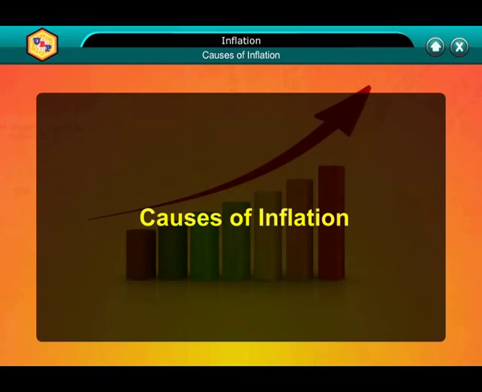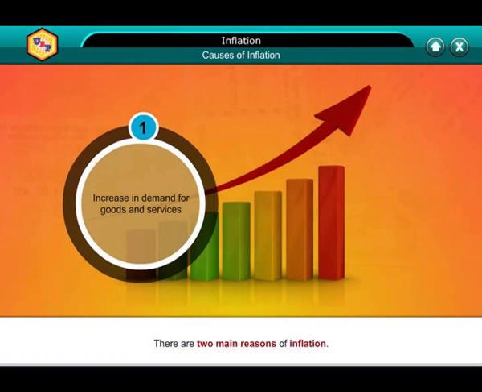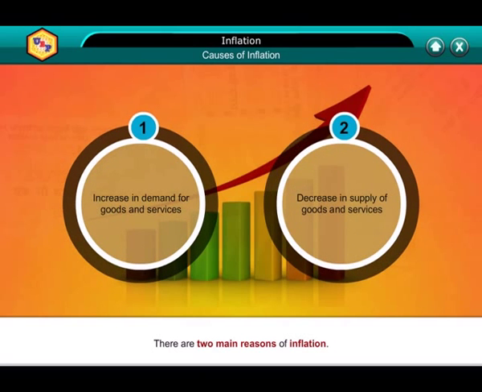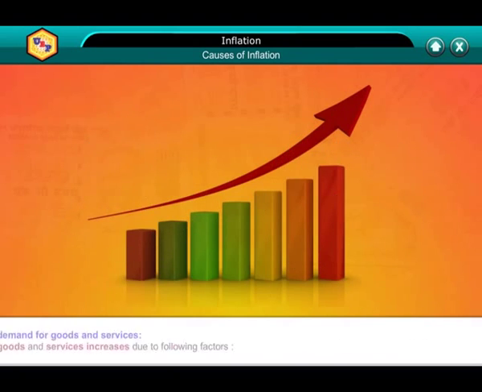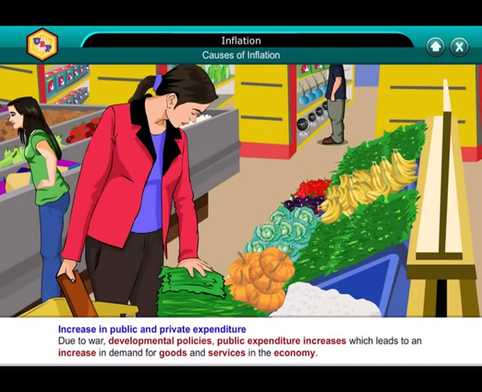Causes of inflation. There are two main reasons of inflation: increase in demand for goods and services, and decrease in supply of goods and services. Increase in demand for goods and services. Demand increases due to the following factors: increase in public and private expenditure due to war and developmental policies. Public expenditure increases, which leads to an increase in demand for goods and services in the economy.